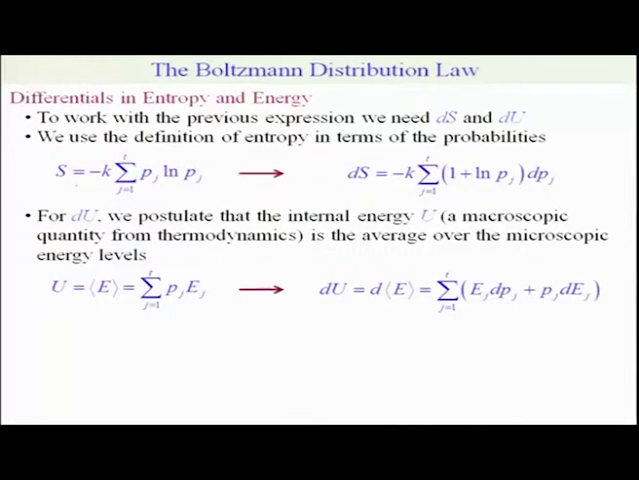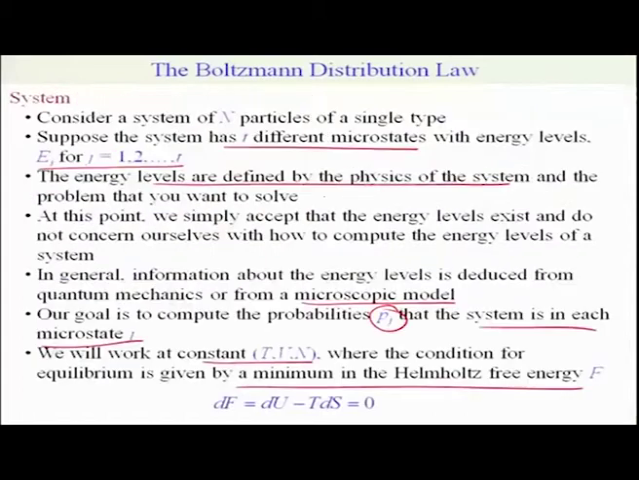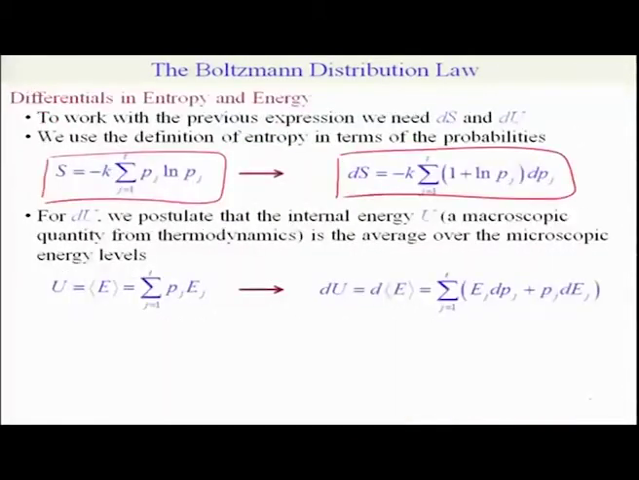So, what is the entropy? We have already done this exercise earlier, so we can make use of the expression of entropy in the differential form, which is this. What we are going to postulate for U, because we have to get this expression: dS of course we can calculate from the probability. What about dU? We can consider U to be the average energy E, the average of all microscopic energies, minus TdS. So, this is what we are going to do here.